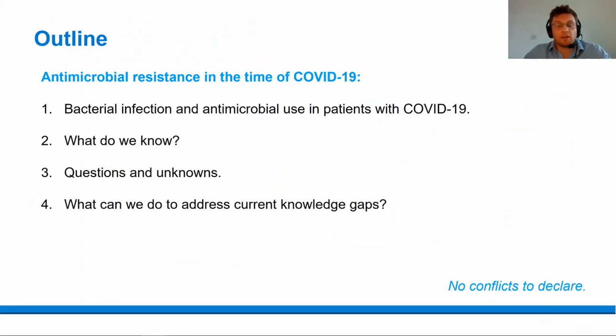So today, I'm going to take a reasonably straightforward outline to the talk. I'm going to think a little bit, first of all, about bacterial infection and antimicrobial use in patients with COVID-19, because I think it's really important for us to think about the potential risks to patients from bacterial infection, how prevalent it is, and what we're seeing in terms of antimicrobial use to correlate those two factors. I'm just going to try and present some of the general evidence about what we think we know and what the remaining questions and unknowns are out there to be answered.